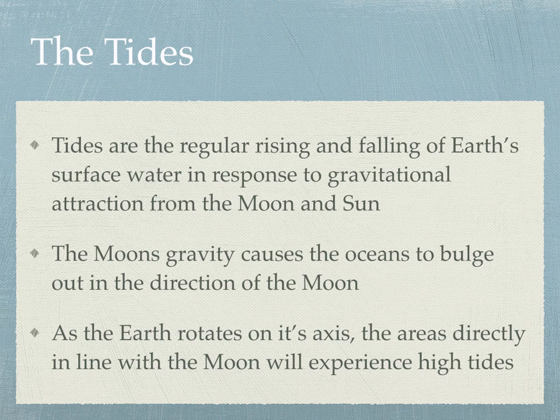As the Earth rotates on its axis, the areas directly aligned with the moon will experience high tides. Each place on Earth experiences changes in the height of the water throughout the day as it changes from high tide to low tide. There are two high tides and two low tides each tidal day.